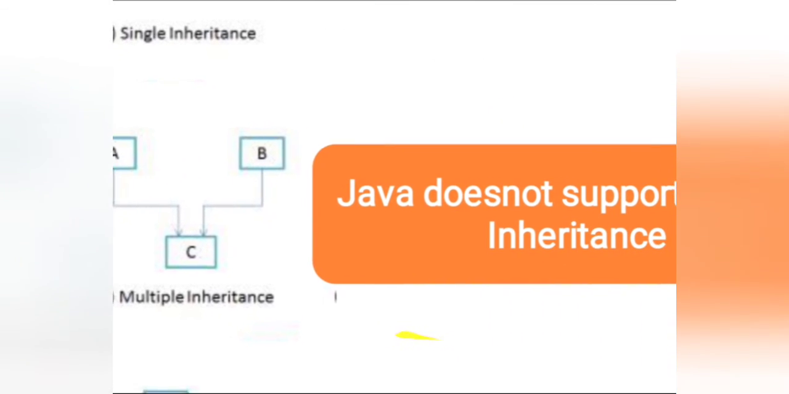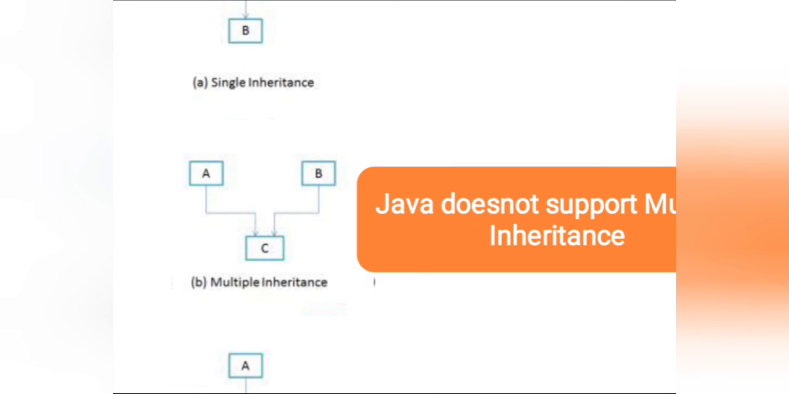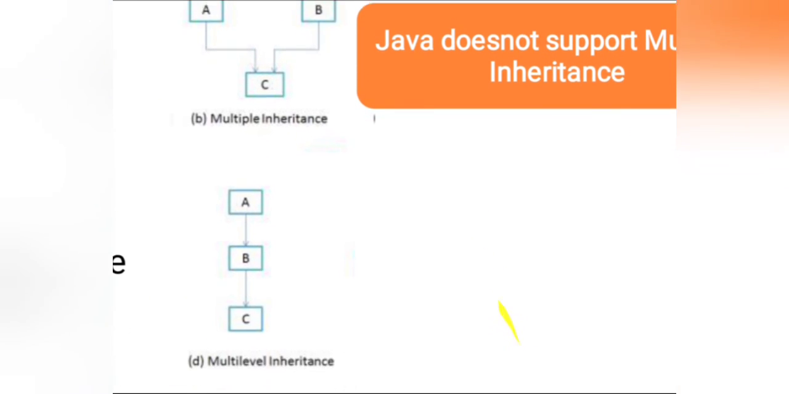In multiple inheritance, one class has two superclasses. From two classes we are deriving class C, so the attributes and operations of class A and B can be accessed by class C. Here I have written that Java does not support multiple inheritance, but many other languages do support multiple inheritance.